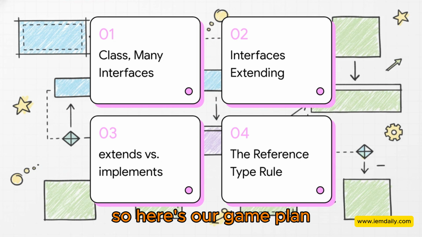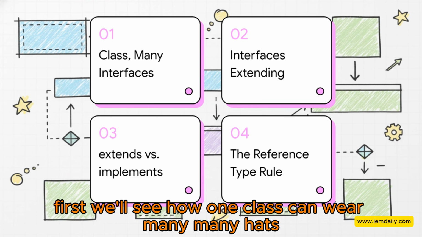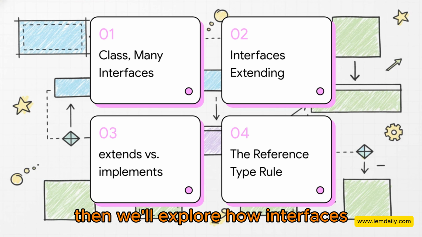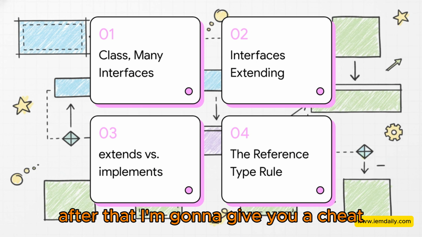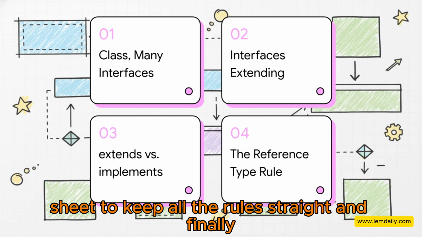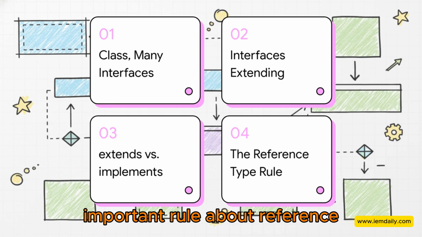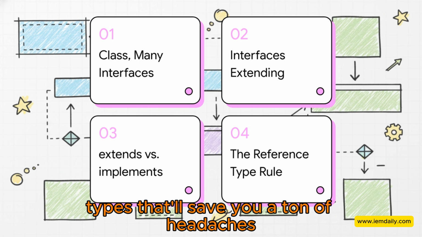So here's our game plan. First, we'll see how one class can wear many hats. Then we'll explore how interfaces can create their own little family trees. After that, I'm going to give you a cheat sheet to keep all the rules straight. And finally, we'll tackle a tricky but super important rule about reference types that'll save you a ton of headaches.